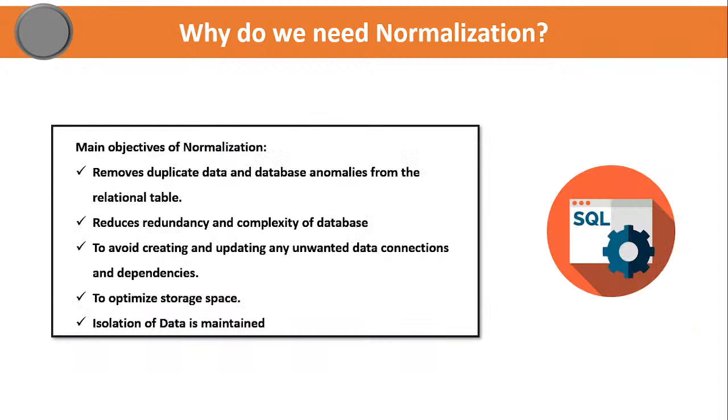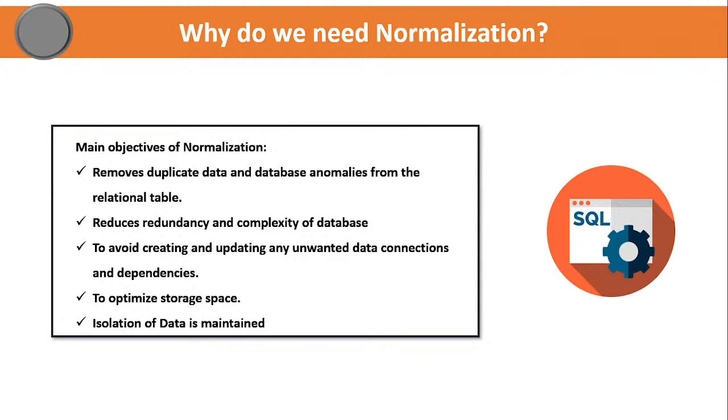So if I put them in a nutshell, these are the main objectives of normalization, guys. Normalization removes duplicate data and database anomalies from the relational database. It also reduces redundancy and complexity of the database by clearing unwanted records or values in the database. It is also used to avoid creating and updating any unwanted data connections and dependencies. Now, if you're working on multiple tables, there may be a chance of unwanted connections. So normalization prevents that. It is also used to optimize storage space as well, guys.